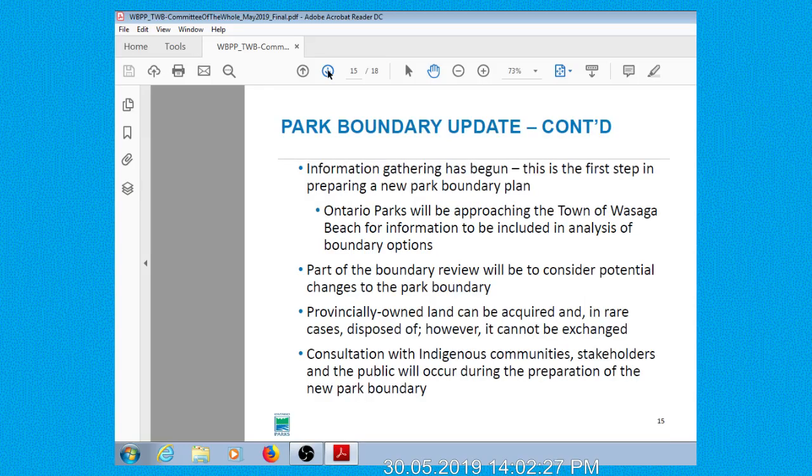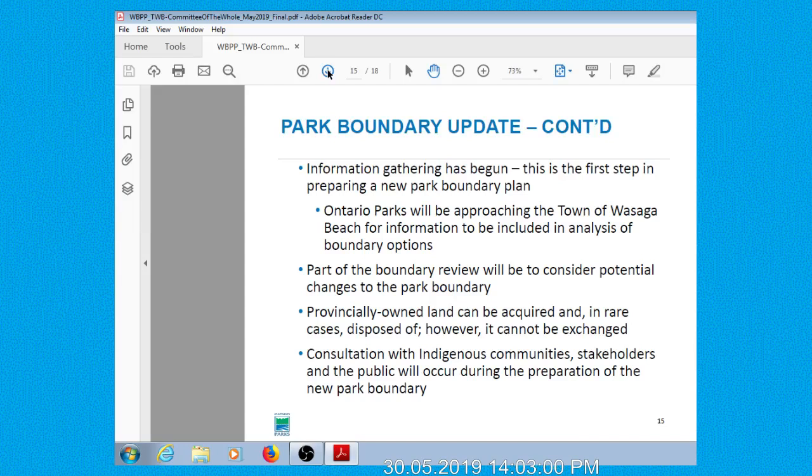And so we're in the information gathering phase. We will be looking for the town of Wasaga Beach to participate in providing information and looking at the analysis of options. Part of the review will consider changes to the park boundary. For example, we acquired a property in the dunes area that we would like to add to the park through regulation. As we go through the process, that will be one of the changes that we consider. At this time, there is not a list of all of the changes that we would consider. It's just too early to do that sort of analysis or identification.